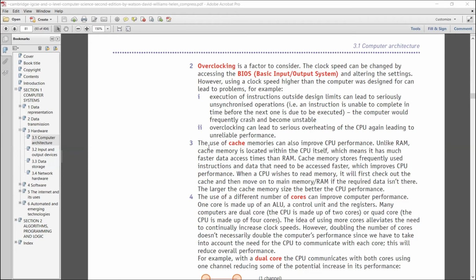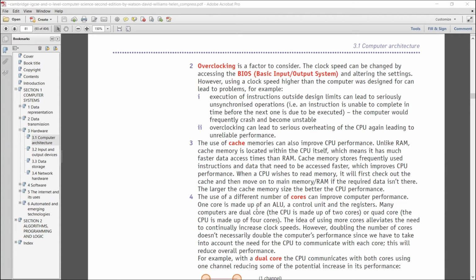And next, it's the cache. By the way, cache is basically a form of SRAM. If you want to improve the system performance, you can increase the size of your cache also. It means it can store more data.